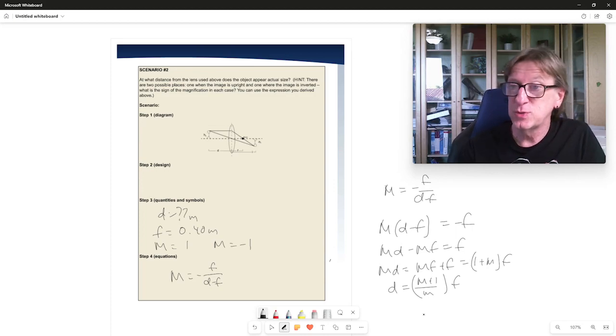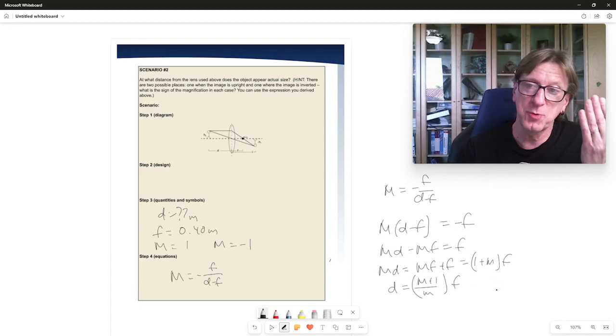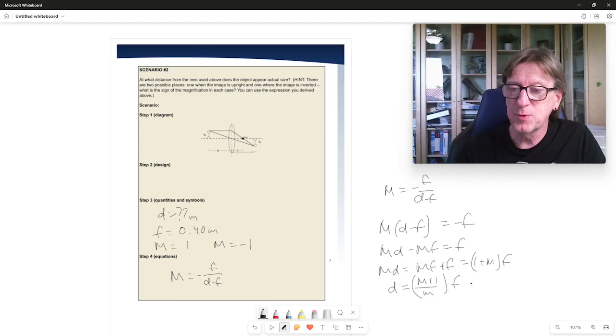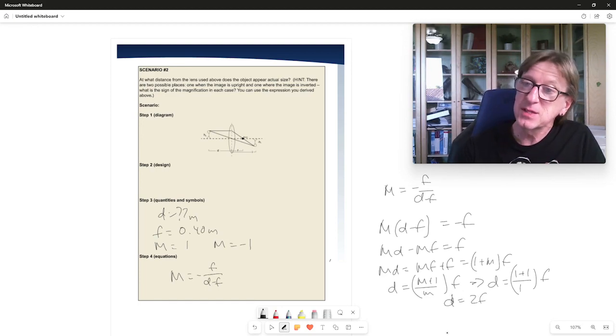Okay, so we've got two cases where this can occur. So let's take the positive case first. When m equals 1, so the image is now upright, that tells me that d occurs at 1 plus 1 over 1 times my focal length. So that's twice my focal length. And that's going to be a general result.